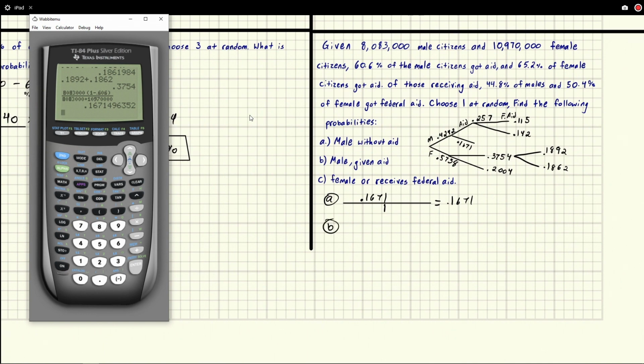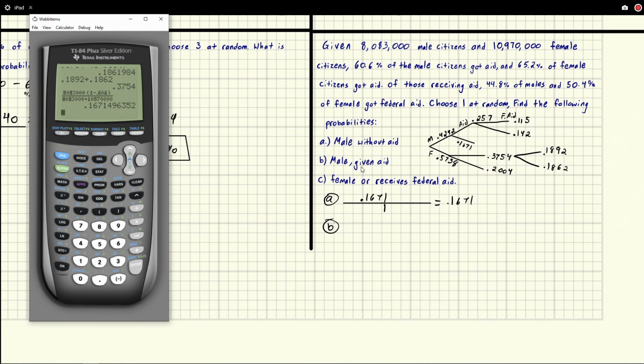Let's do B. Male given aid. All right, so we've got the word given here. Given means we're assuming a condition. So the condition we're assuming is that they've already got aid. That's the condition. It's not that they're male. The male is the probability condition, but I guess it's safer to say assumption. Our assumption is that they have aid.